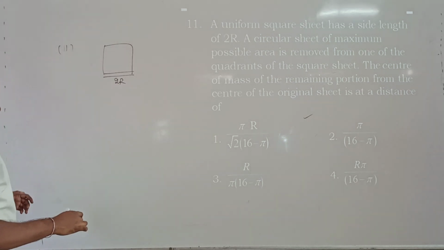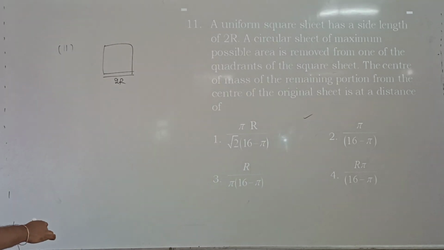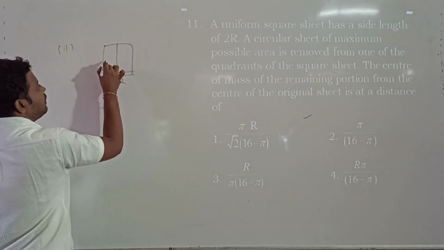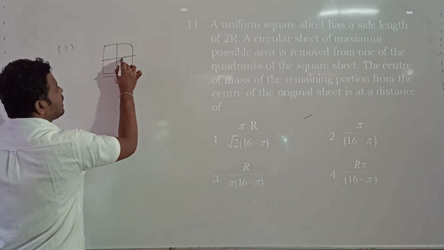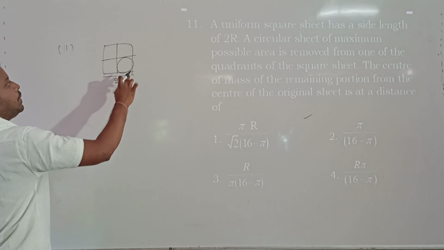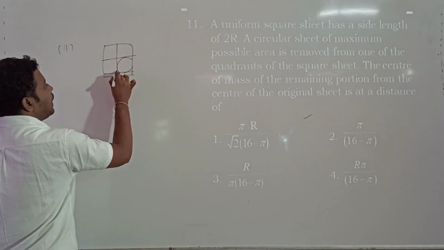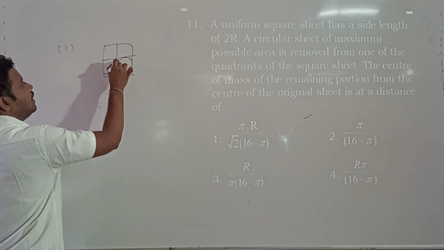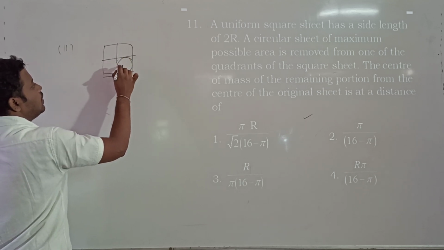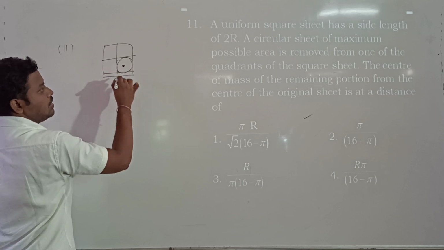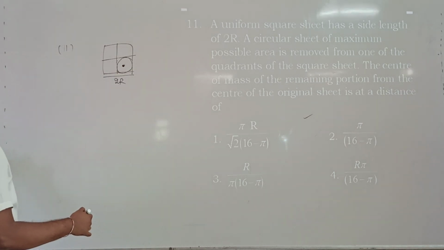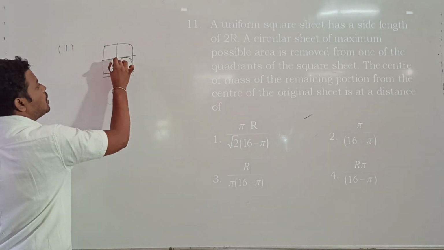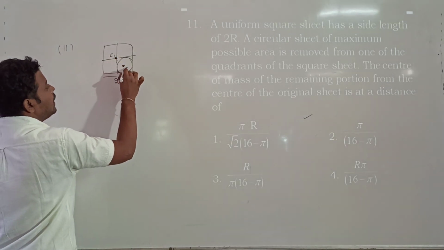A circular sheet of maximum possible area is removed from one of the quarters of the square sheet. Now if I divide it into 4 quarters, a circular disc is removed from here, with maximum area. It almost covers this complete block. This is the center of the circular disc that they have removed, and this is the center of the original sheet. Can I call this C1 and this C2.